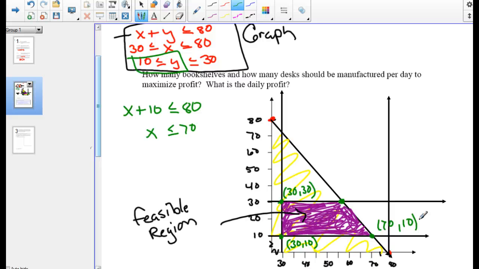I'm going to use substitution again for this, but what's my y value going to be here? 30. So x plus 30 is less than or equal to 80. So what's x in this case? 50. See now how I couldn't really use the scale? It looks like it's over at by 60, so I'm glad I didn't use just how the graph looks. Okay? So it is 50, 30 right there.